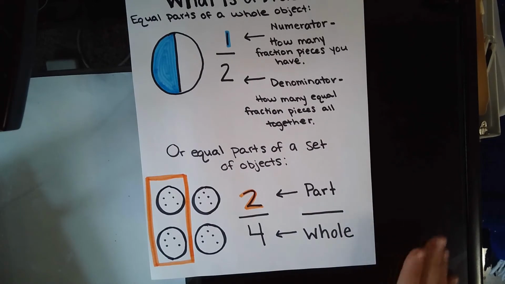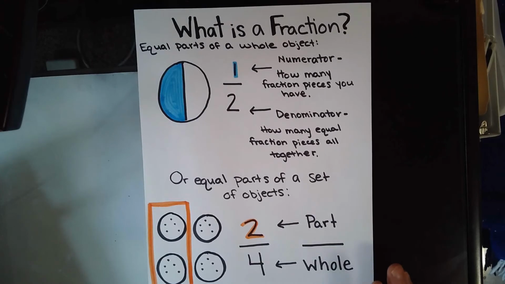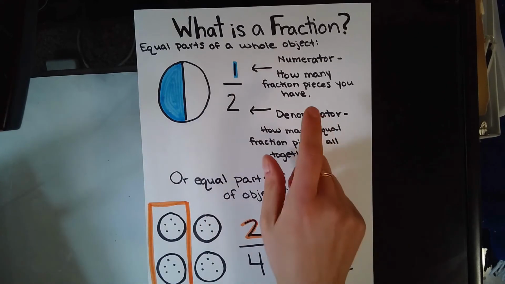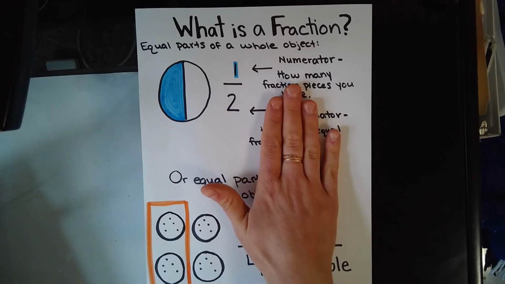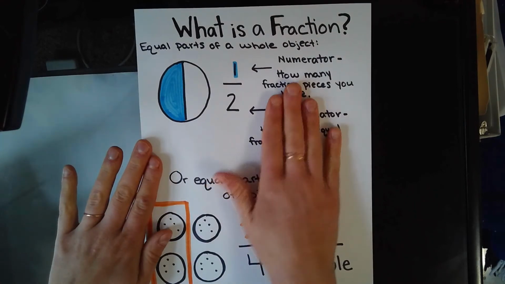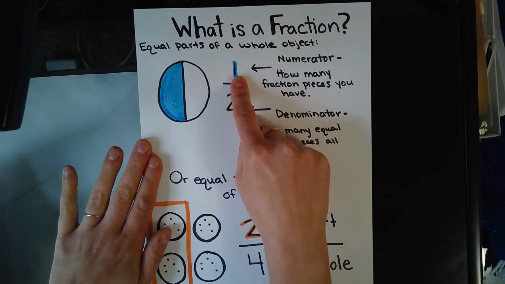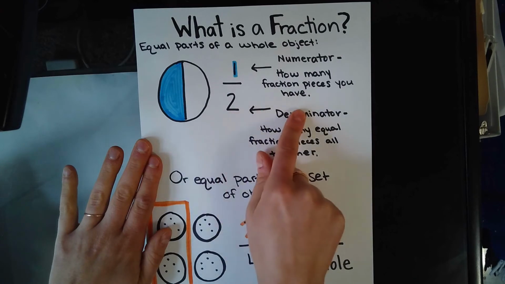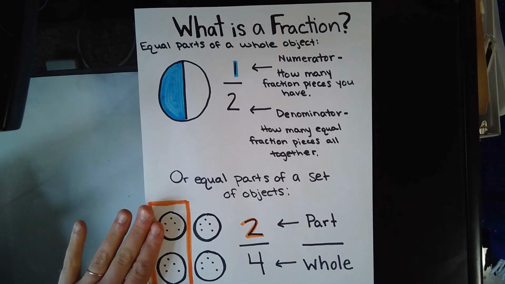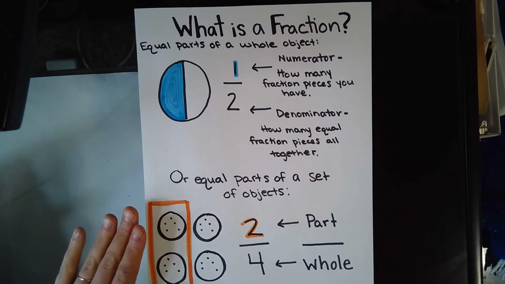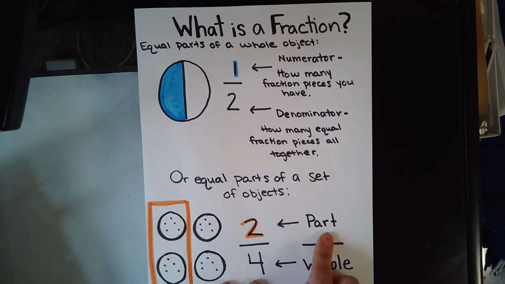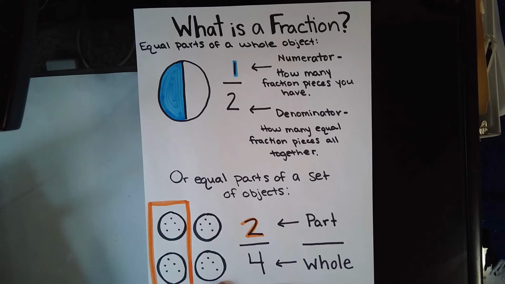So, reviewing what we just learned, equal parts of a whole object is one way that fractions can be represented. The number on top is called the numerator. The number on the bottom is called the denominator. Fractions can also be represented as parts of a whole set. And so the top number, the numerator, would be representing the part, and the bottom number would represent the whole.